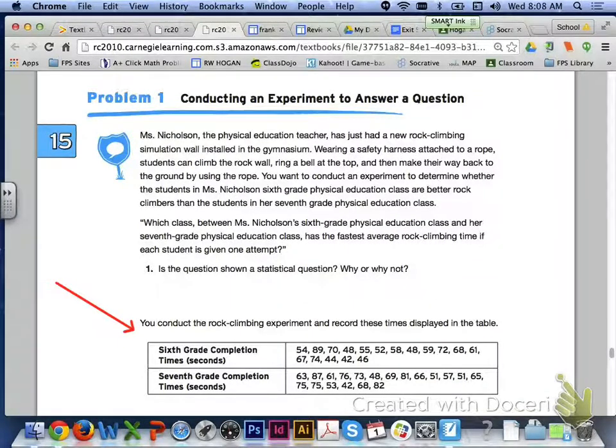You conduct the rock climbing experiment and record these times displayed in the table. So you can see here that we have the 6th grade completion times in seconds, and we have the 7th grade completion times in seconds.